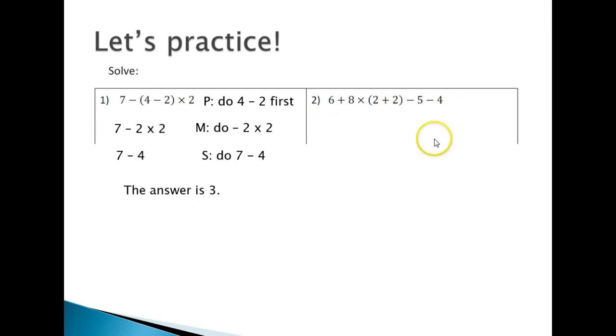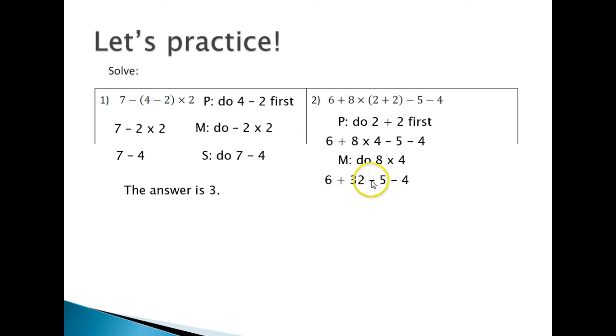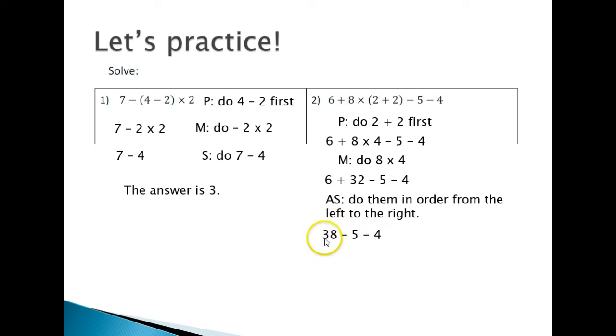Couple extra steps on this next problem. Again, we start with our P, so we need to do 2 plus 2, which gives us 4. So we have 6 plus 8 times 4, minus 5 minus 4. No exponents again, but we do have multiplication, so 8 times 4 gives us 32. 6 plus 32 minus 5 minus 4. And notice that this is both addition and subtraction, so we're just going to do them in order from the left to the right. So 6 plus 32 gives us this 38 right here, and we still have minus 5 minus 4. Again, we take the beginning, 38 minus 5, and that gives us 33 minus 4, which gives us 29. Do I expect that you'll write out every single step of this? No, probably not, but it doesn't hurt for me to show that to you.